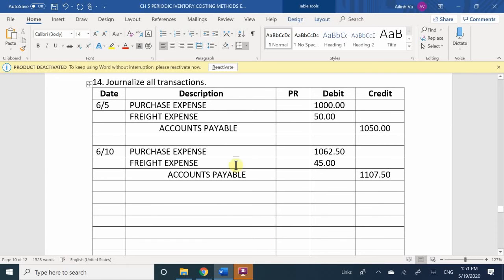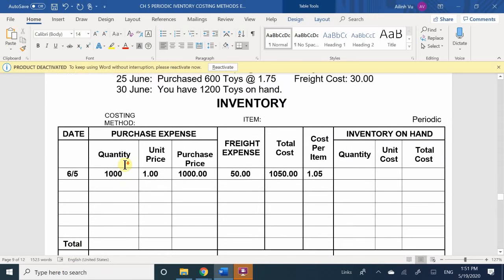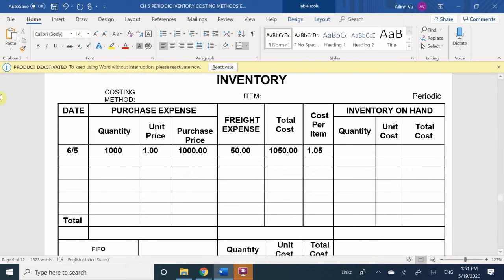Okay, now we're going to post it. June 10, 850 quantity at $1.25 unit price. Purchase price is $1,062.50. $45 freight expense. Total cost $1,107.50, and the cost per item is $1.30.